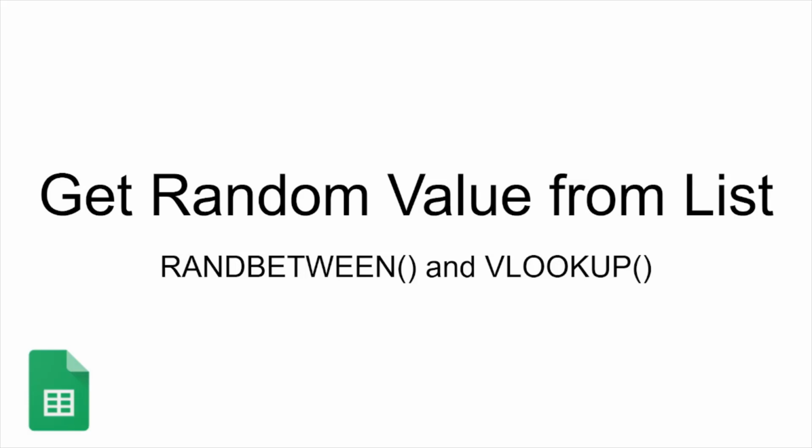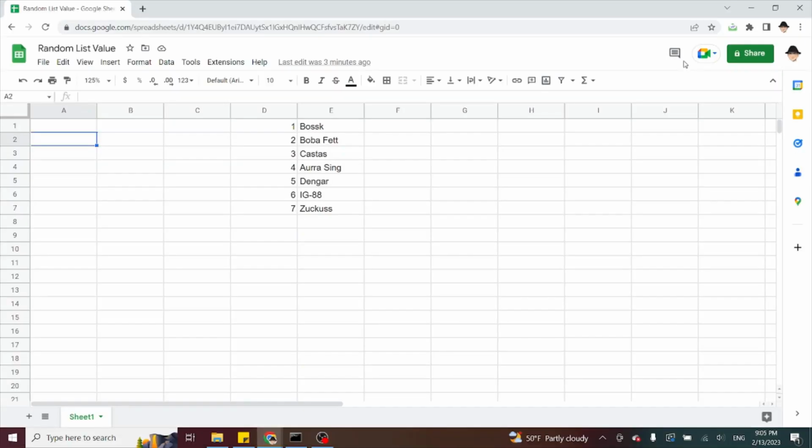This is a really straightforward tutorial on getting a random value from a list using RANDBETWEEN and VLOOKUP. No scripting involved, just formulas. So I already have my list set up, 1 through 7: Bosk, Boba Fett, Kostas, Arsing, Dengar, IG-88, and Zookas.